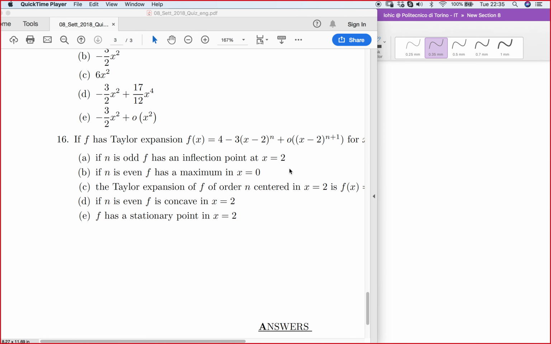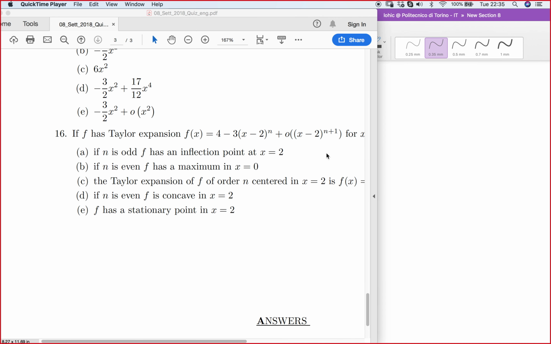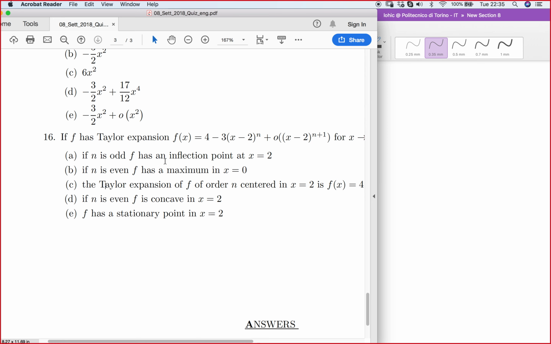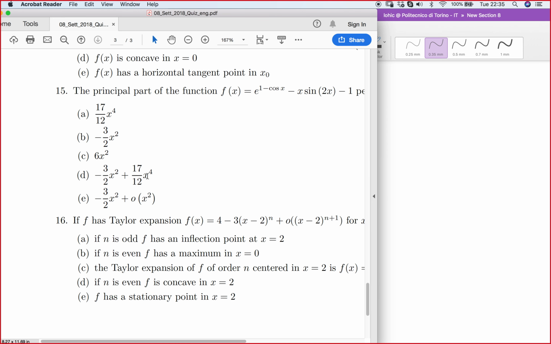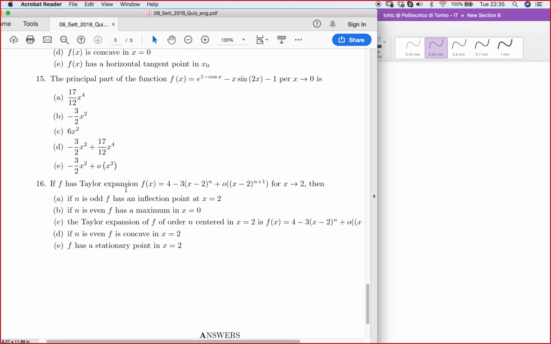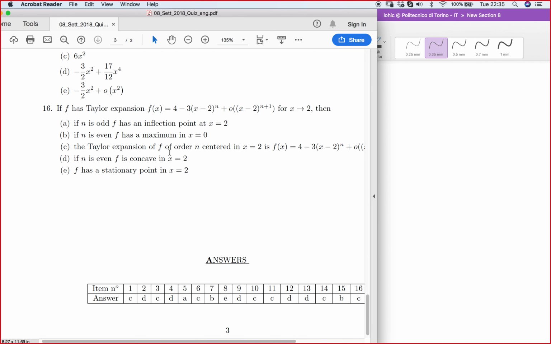Okay, let's start. I remember that we are recording our online class, and we solved in the previous section these MCQs until number 15, and now we are going to solve number 16 to conclude the MCQ. The MCQ says that if f has the following Taylor expansion for x tending to 2, then we need to find the statement that is true, right?